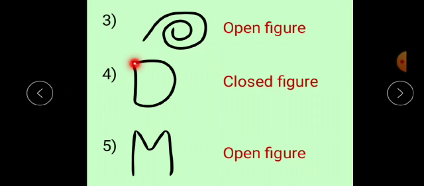Now the fourth one, D. It is again a closed figure because if we start from this point, again we will reach the same point. So it is a closed figure. And the last one, this is again an open figure because there are two separate ends. Okay. So this is all about open figures and closed figures.